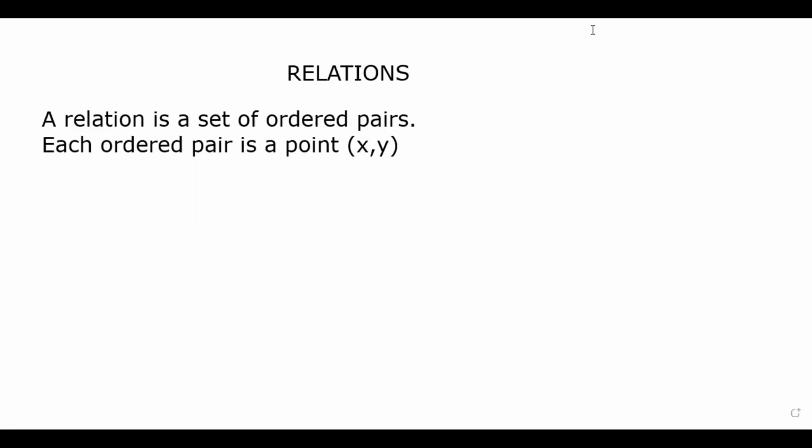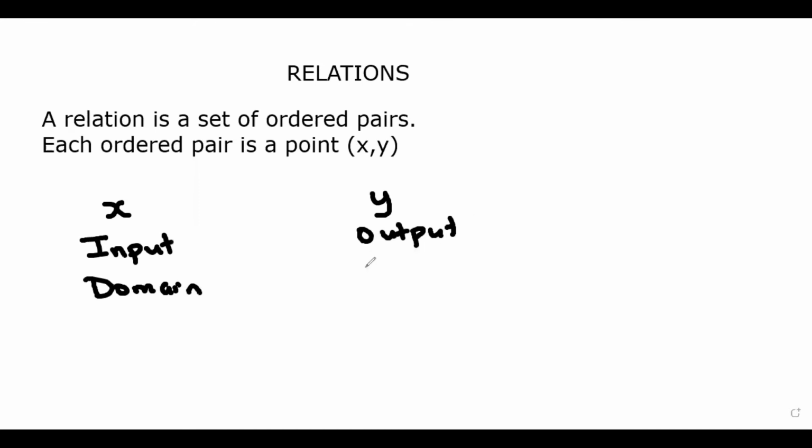So now we have our x values, which are called our input, or you can call it your domain. Then you have your y values, which you can call your output or your range.